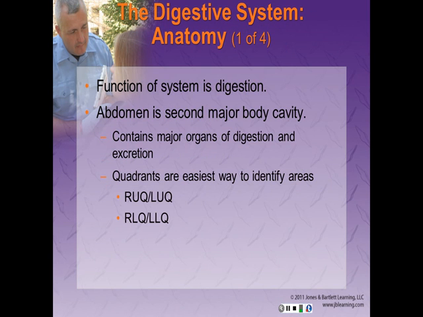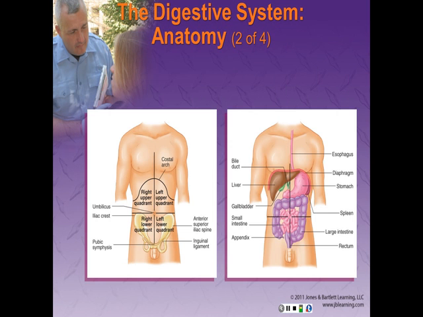The digestive system. The function of the system is digestion, the processing of food that nourishes the individual cells of the body. It's also called the GI system. It consists of the abdomen, which is the second major body cavity, containing major organs of digestion and excretion. Quadrants are the easiest way to identify the areas.